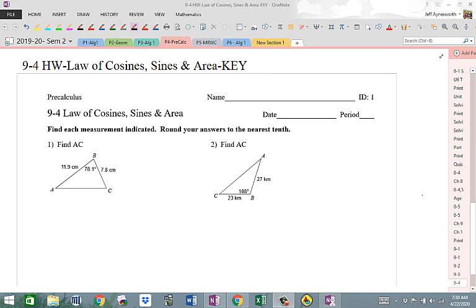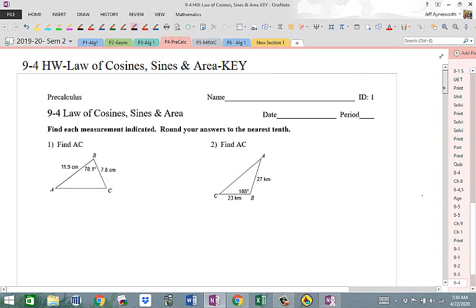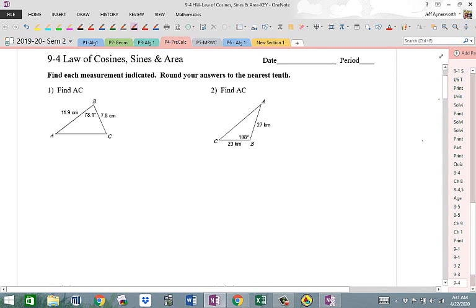This is Mr. Ainsworth, and we're going to get into your homework on section 9.4 in our pre-calculus class. We're going to cover the law of cosines. We're probably going to be using the law of sines and also the area formula for non-right triangles. So get your calculators ready. You could use any scientific calculator you like.